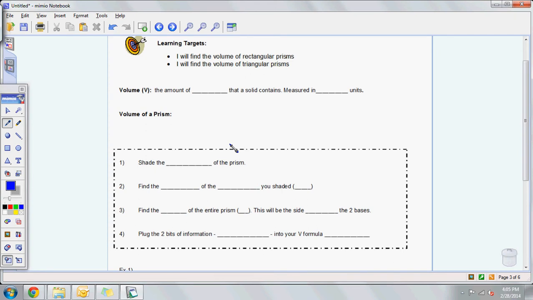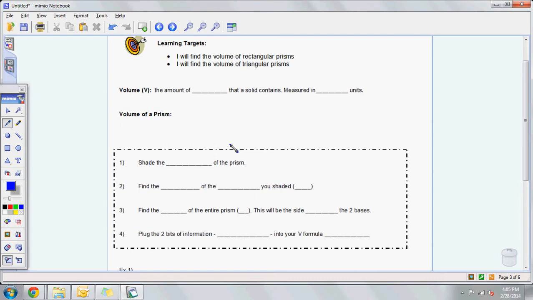Hi guys, we're going to be talking about volume today of prisms, and I'm hoping that you guys will notice that volume is much easier than surface area. And hopefully you've had a little discussion about what volume is, but just in case you haven't, volume is the amount of space inside of an object. So I always think of like a fish tank.